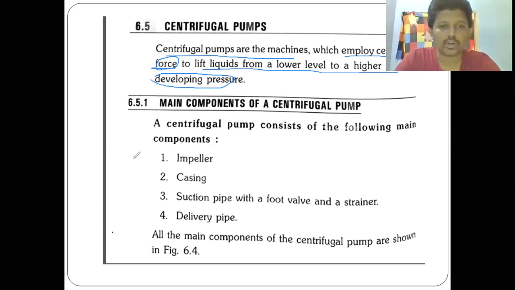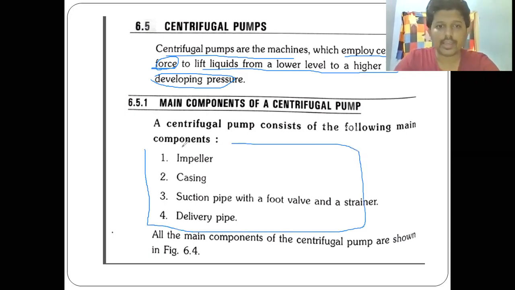We have four important components of a centrifugal pump, which are the impeller, casing, suction pipe with footwall and strainer, and delivery pipe. The impeller is the rotating part. As we mentioned, we should employ some centrifugal force here. To employ that centrifugal force, we need a rotating member. By rotating only, we can create the centrifugal force. We can create some pressure difference. So by that, water at the lower level can be raised to the upper level. That's what the impeller works for.